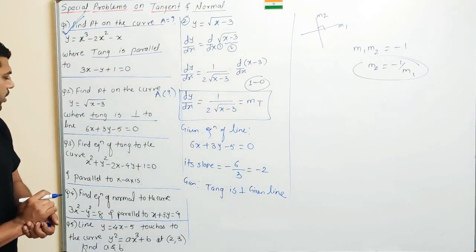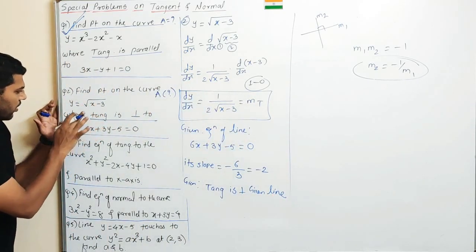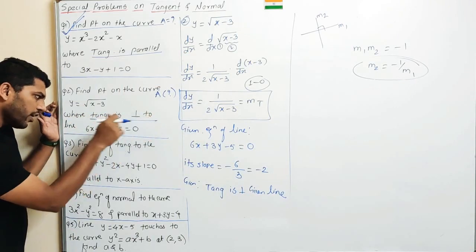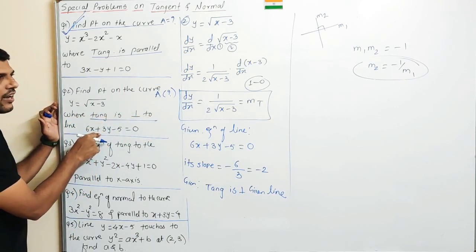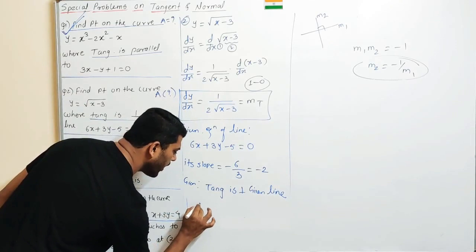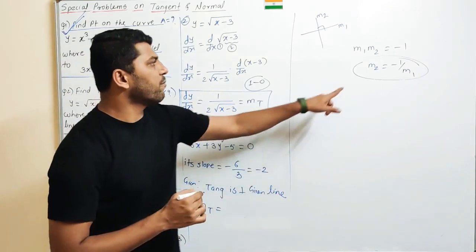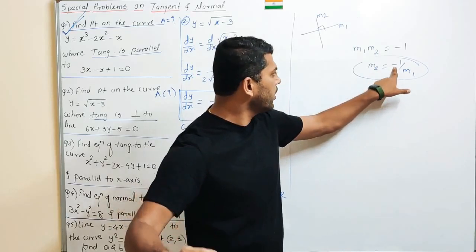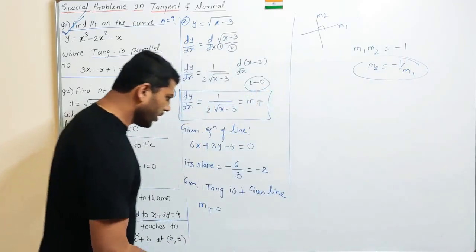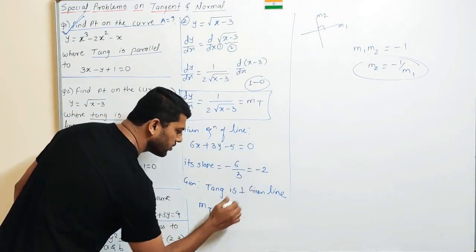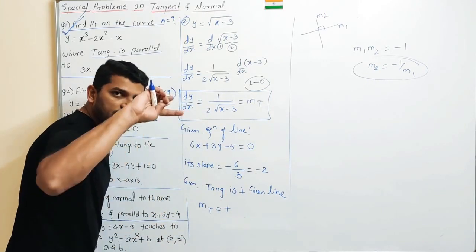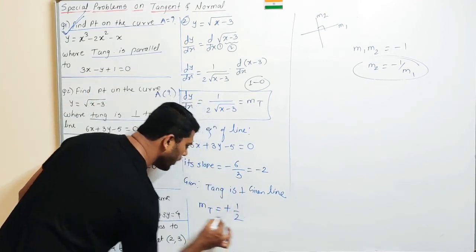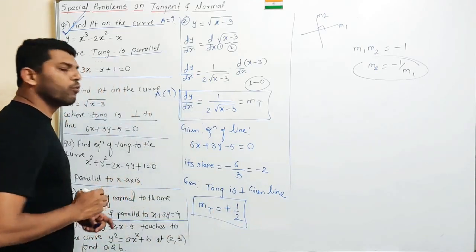The tangent is given perpendicular to the line. Please observe here, the tangent is perpendicular to this given line. So then, what is the slope of the tangent? If two lines are perpendicular, then the slope of one line is the negative reciprocal of the other. Put a minus sign to this, that leads to plus, and just take the reciprocal. It is equal to 1 by 2, and here we got the slope of the tangent.